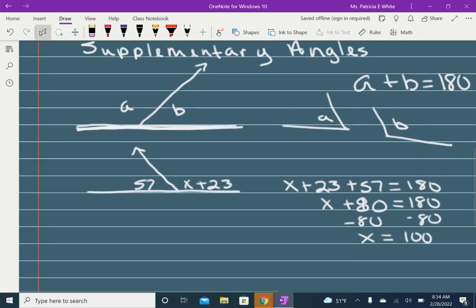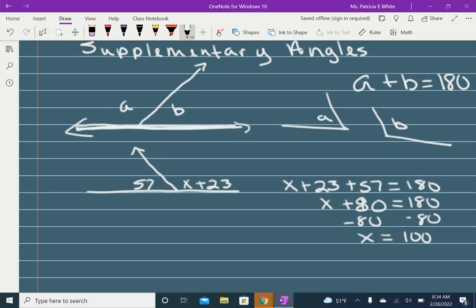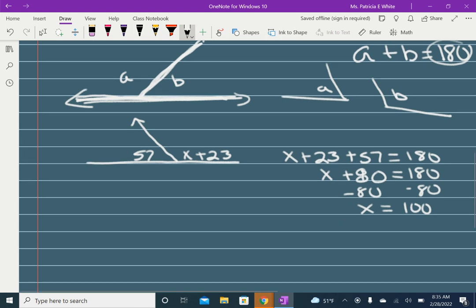Again, they're called a linear pair because if you put them together, they create that straight line. They're supplementary because they add up to 180. If you put them together, they're called adjacent, but they don't have to be adjacent in order to be supplementary.